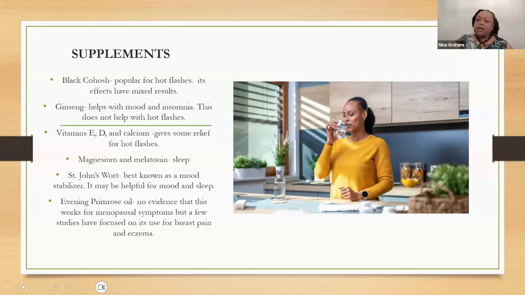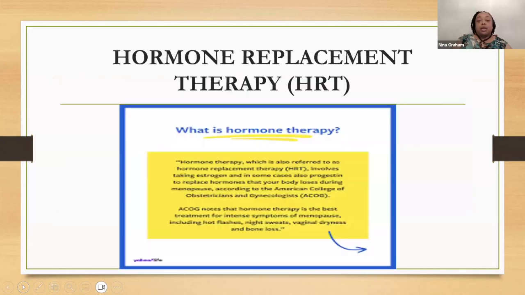St. John's wort, any of y'all here taking that? Oxymamine. Those are supposed to be very good and well known as mood stabilizers, and may be helpful with mood and sleep. And of course, things like evening primrose. Again, these are some of the supplements that women have used over the years, and they have claimed these are helpful with some of their menopausal symptoms.